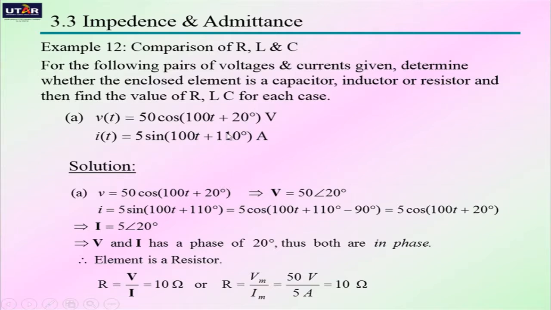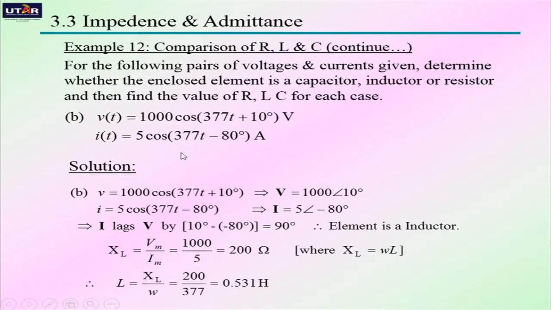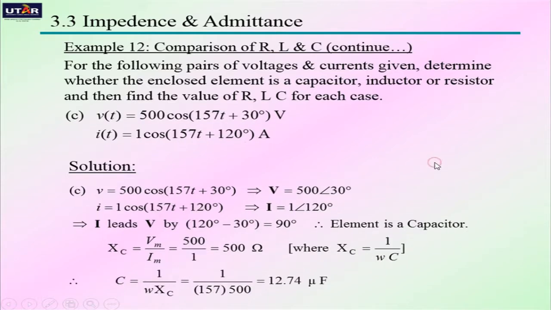From here you can see that there's a phase difference. Of course, we have to change the trigonometric function first. Both of these have to be the same. So in I, we change it to cosine, we would get 20 degree. The voltage here is 20 degree, and the current that we obtain is 20 degrees, so they are both in phase, so it's actually a resistor. For B, we can see that there's a 90 degree phase difference, and current is lagging voltage, so it's an inductor. For C, again there's a 90 degree phase difference, but in this case current leads voltage, so it's a capacitor.